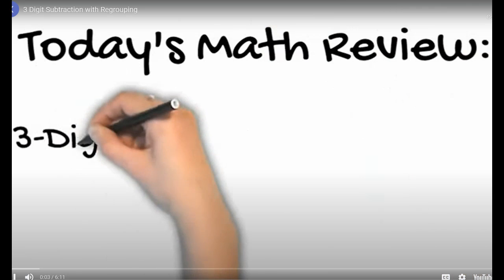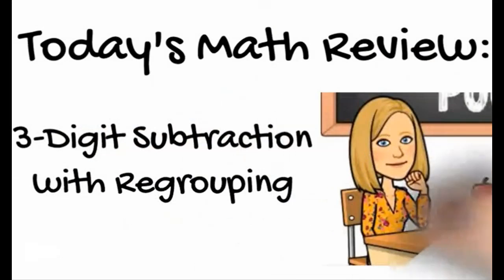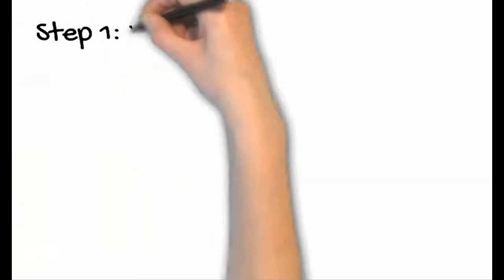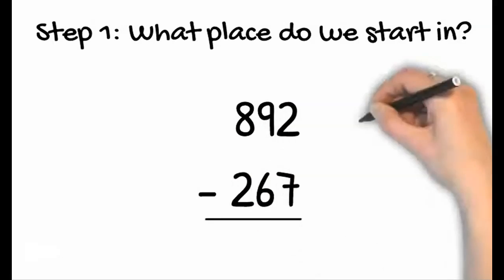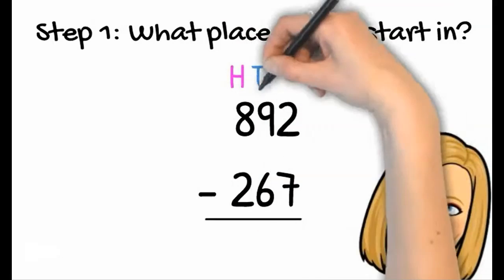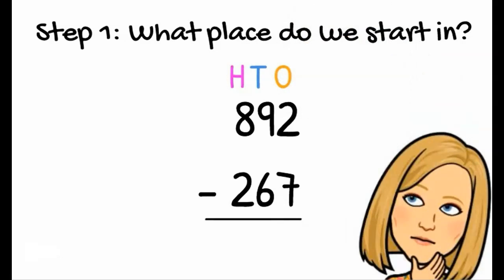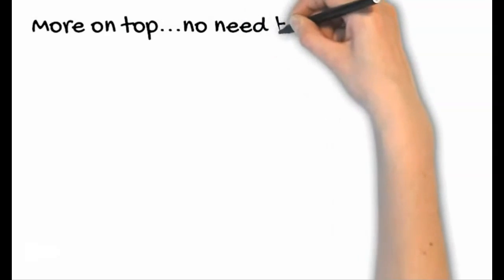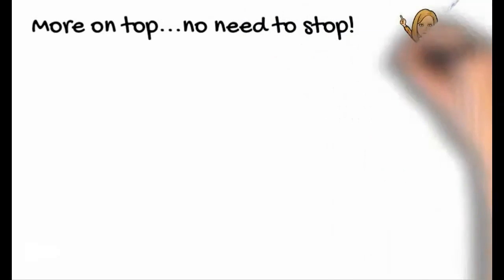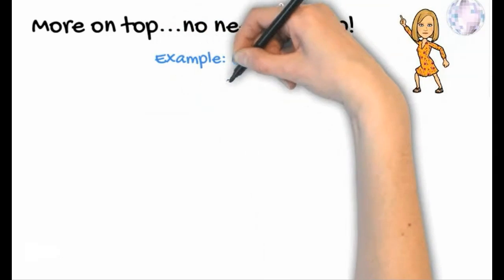Hi, this is Mr. Gross with today's math review, 3-digit subtraction with regrouping. Step 1, we have to decide what place we start, in the hundreds, the tens, or the ones. You guessed it, we should start in the ones place. If we start in the hundreds place, our answer could be incorrect. Now before we start, let's think of a rhyme that helps us know what to do when we subtract. More on top, no need to stop. That means the number on top is bigger than the smaller number, like 8 take away 2.